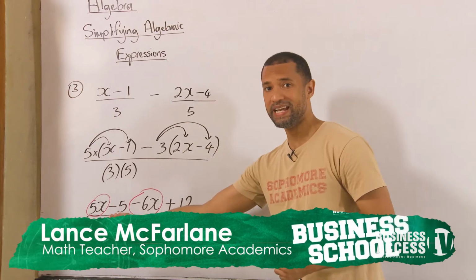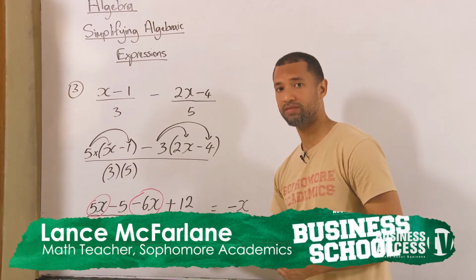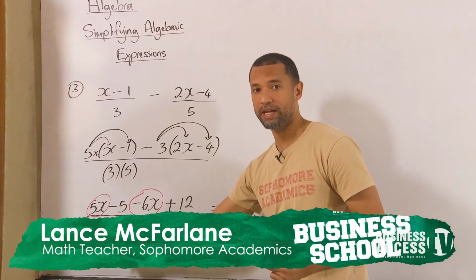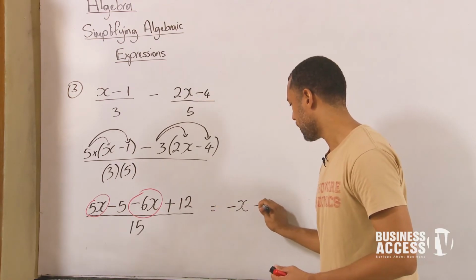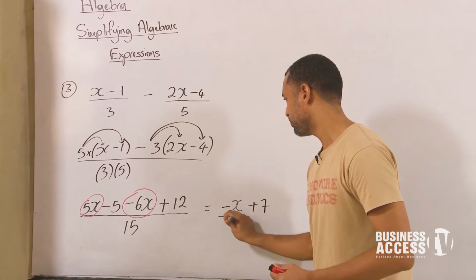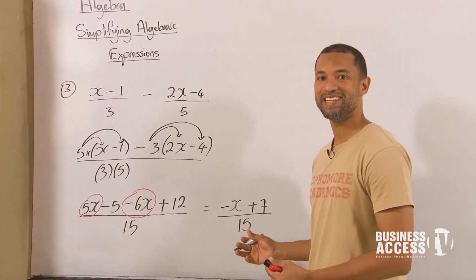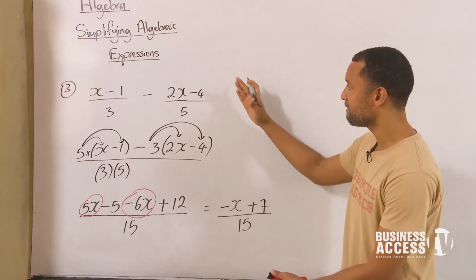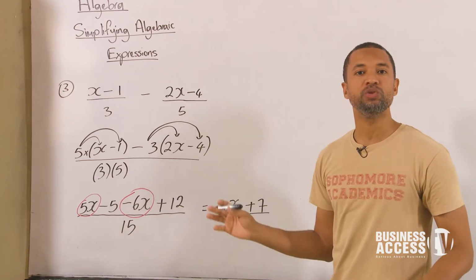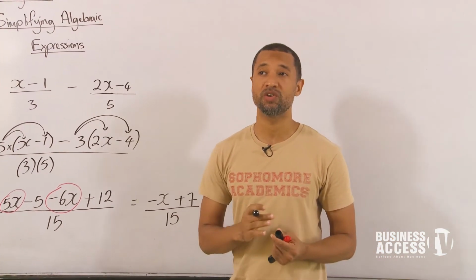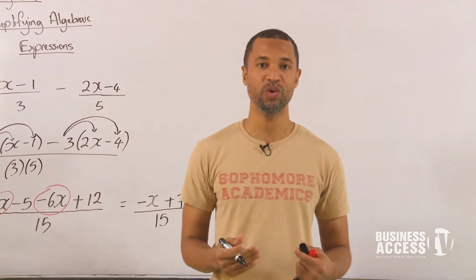And then what is negative 5 plus 12? Negative 5 plus 12, same as 12 minus 5, which would give you a positive 7, and you put that over 15. And there you have it, ladies and gents. This has been simplified. It is really just using the same principles that we used from primary school till now.